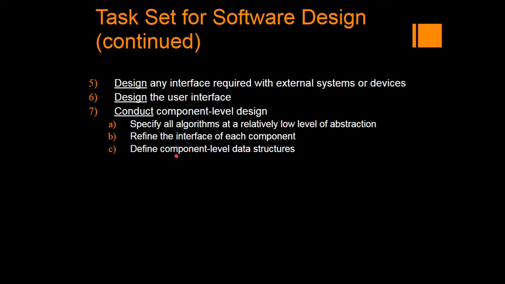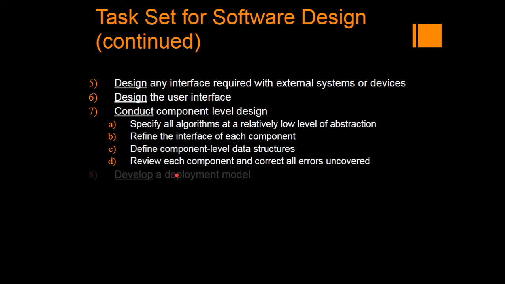And define the component level data structures. So every component has its own data and data structures, and for each functionality, the designer has to decide which data structure suits best. Review each component and correct all the errors uncovered. So once the component is built, we have to check all the possibilities where there may be some errors or inconsistencies.